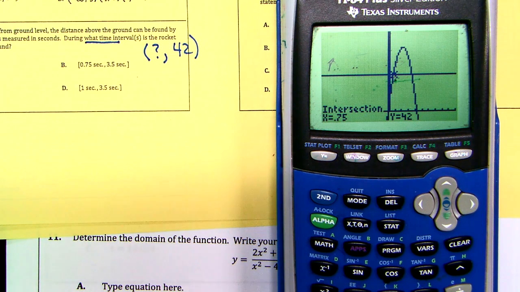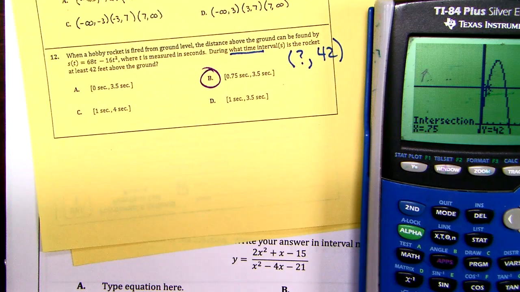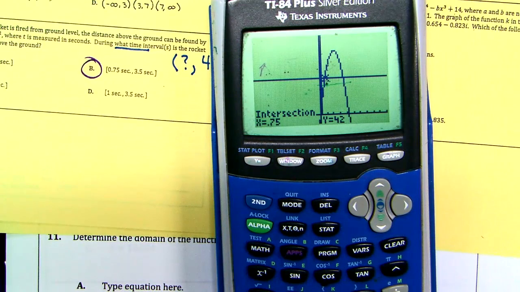And yay, bonus, it's on one of the answers, right? In fact, I probably feel pretty secure that that's my only answer, the final answer, because that's the only choice that has 0.75 in it. But let's practice getting the other intersection, okay?